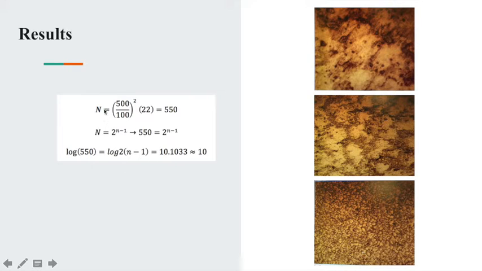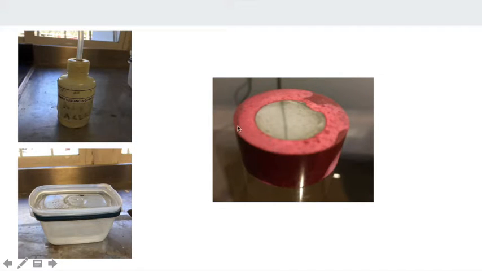These are the calculations for the grain size. So I found 22 grains in the 500 times, and the grain size should be 10. This is seen on the 1,000 times, on the 500 times, and on the 100 times. This is the bakelite piece with steel in the middle, and these are the things we used for the practice.